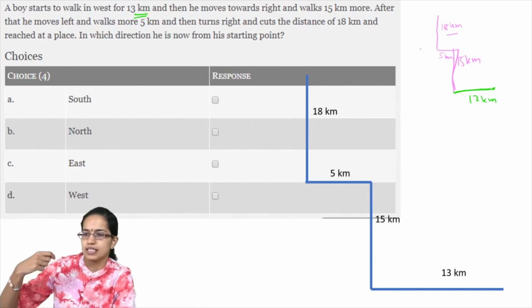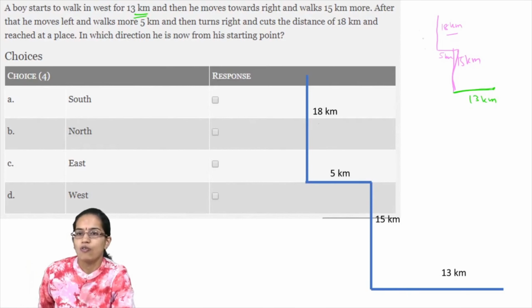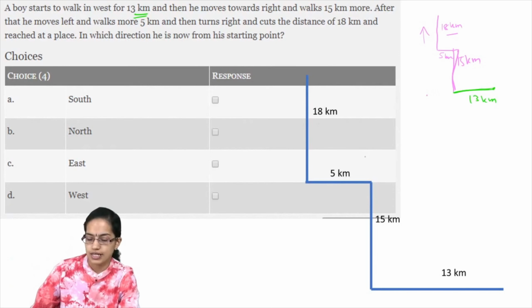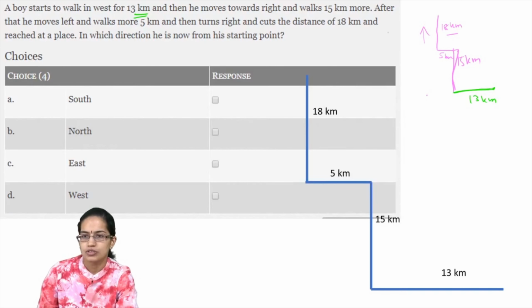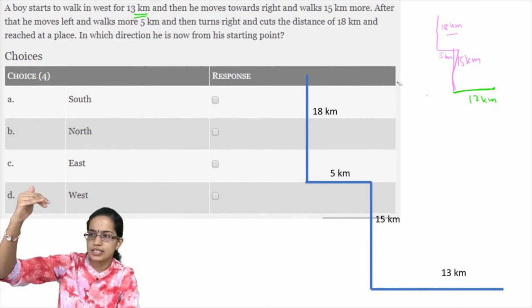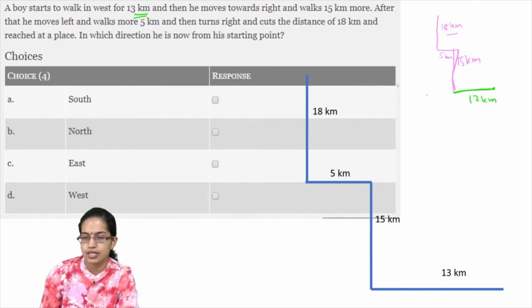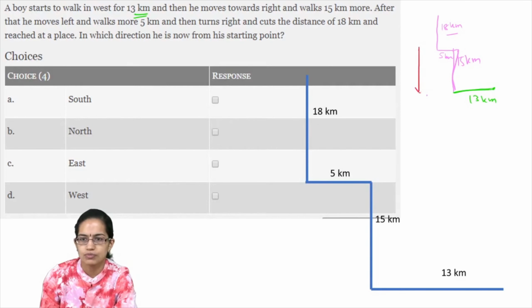In which direction is he from his starting point? Now from his starting point, which is the direction? This is the direction. And towards the starting point, what is the direction? So this is the direction from the starting point, which is north. But when we say what is the direction towards his starting point, what would be the direction? In that case, you would have the direction which would be here.